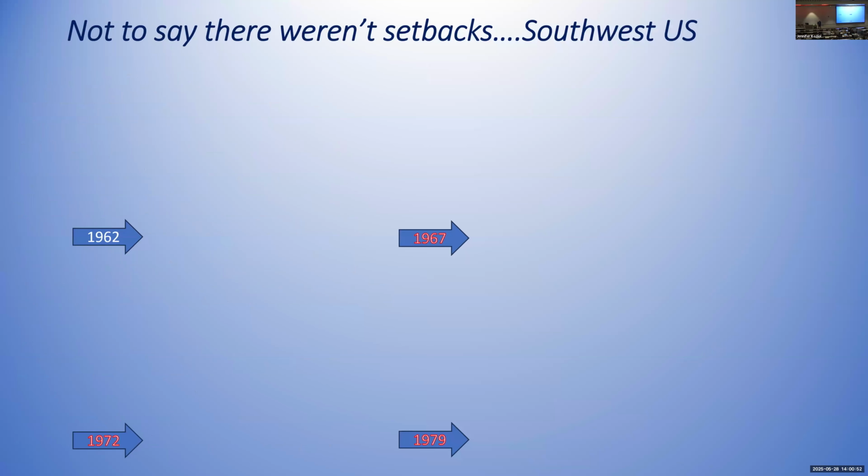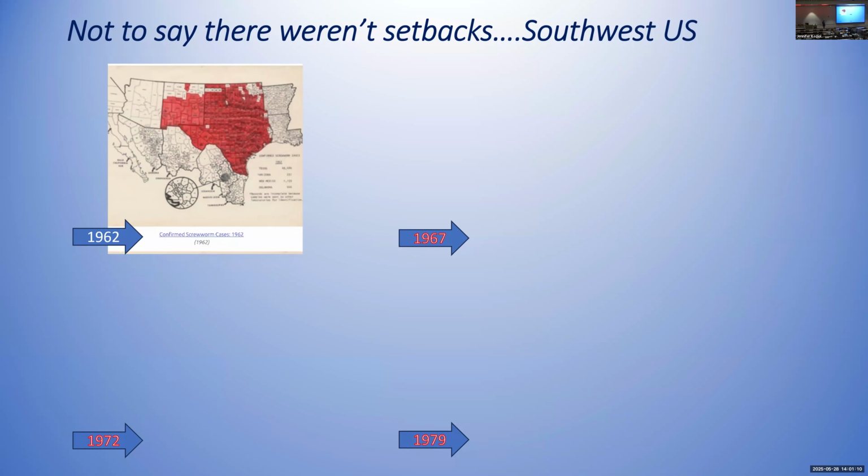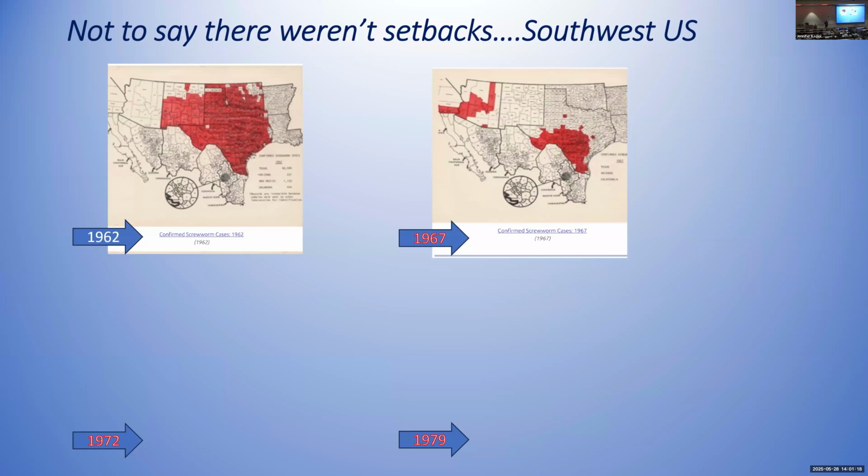All right. This was a crazy successful eradication program, but it's not to say there weren't some setbacks. So these are maps of confirmed cases. 1962, that's when the program started. Pretty wide distribution. 1967, remember the USDA declared the United States free of screwworms in 1966. Not quite. This is where I come in.